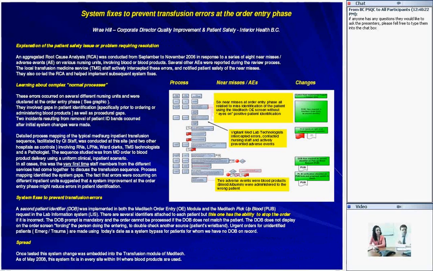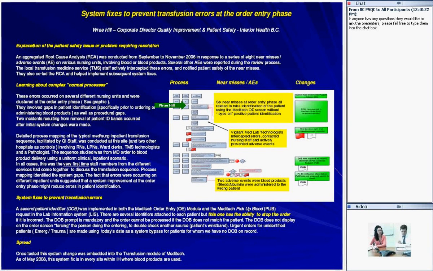Next slide. Here's some work I did with the group in Kelowna General. I think Callum's on the line as well, and we worked together on this. This is a series of near misses in transfusion practice. And I mentioned earlier my love of the Meditech order entry system. There were a series of 8 near misses in transfusion practice, and we found that they clustered around the order entry phase. The problem was that you could order blood on any SMED.